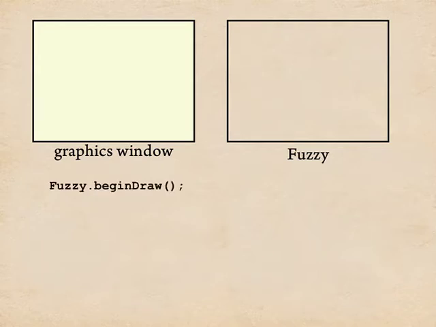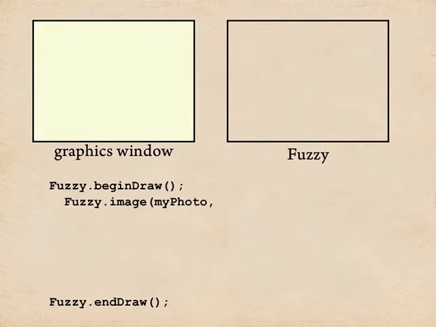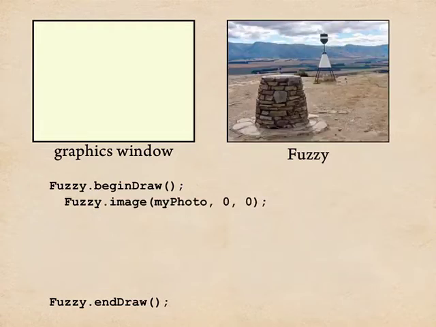Then we draw everything, and when we're done, we call fuzzy.endDraw. The first thing I do is I draw my photograph into the fuzzy buffer. So fuzzy.image, and it just takes the normal arguments, the photograph I want to put in its upper left corner. Here's 0, 0. Now I want to draw a letter.